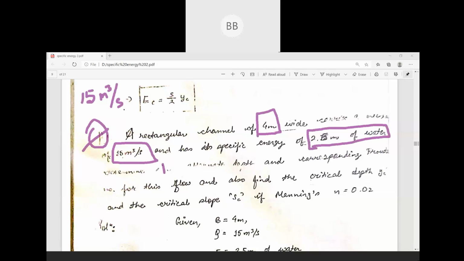Determine the alternate depth and corresponding Froude number for this flow, and also find the critical depth, and the critical slope. If the Manning's n is given 0.02. Okay. So you write down the first numerical, then we will move on to the solution.